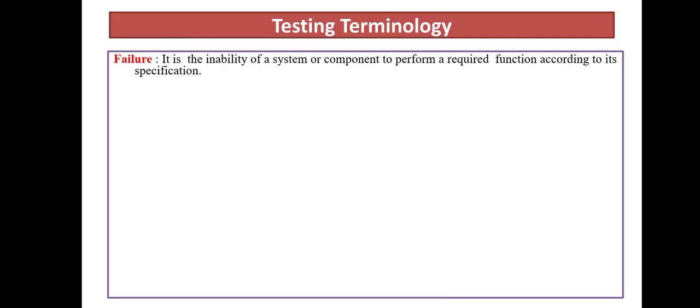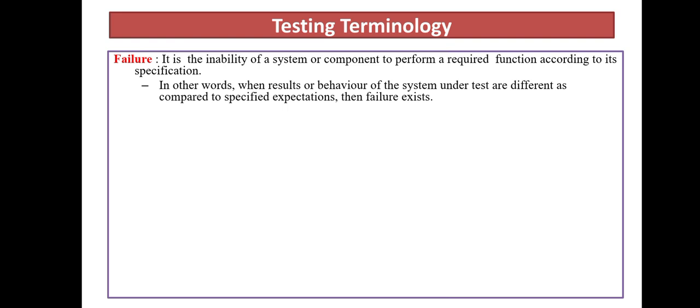In other words, when the results or behavior of the system under test are different as compared to the specified expectations, then the failure exists. When the software product we have developed for a purpose is not giving accurate results, then automatically it is said to be a defective product. When it is a defective product, automatically the software is said to be a failure. It's not meeting the requirements.